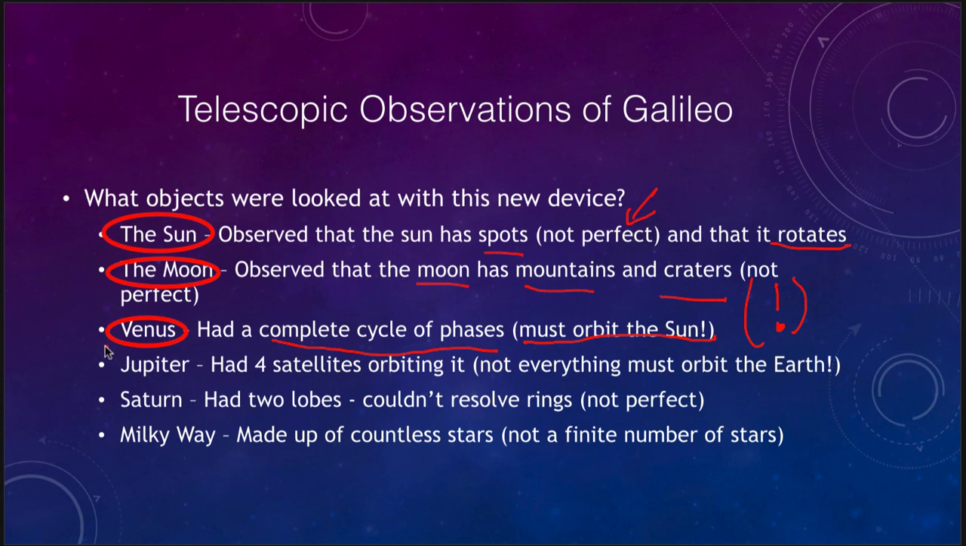He looked at Jupiter. In the case of Jupiter, he saw that Jupiter had four satellites orbiting it, and that showed that not everything had to orbit the Earth.